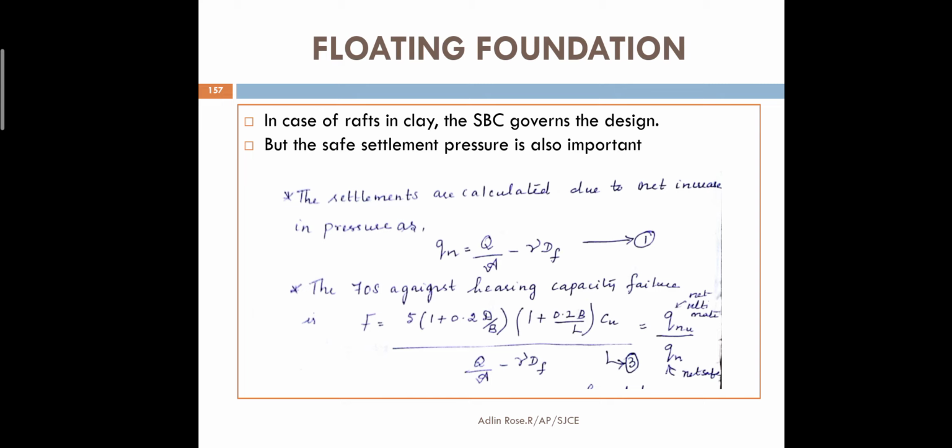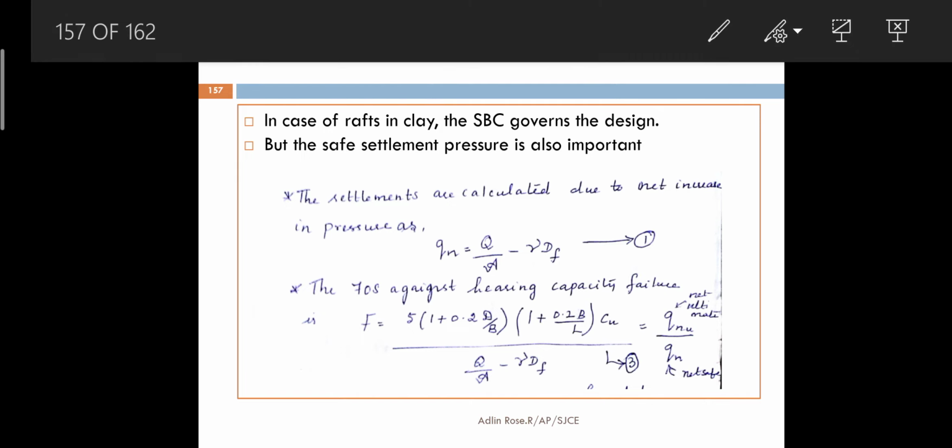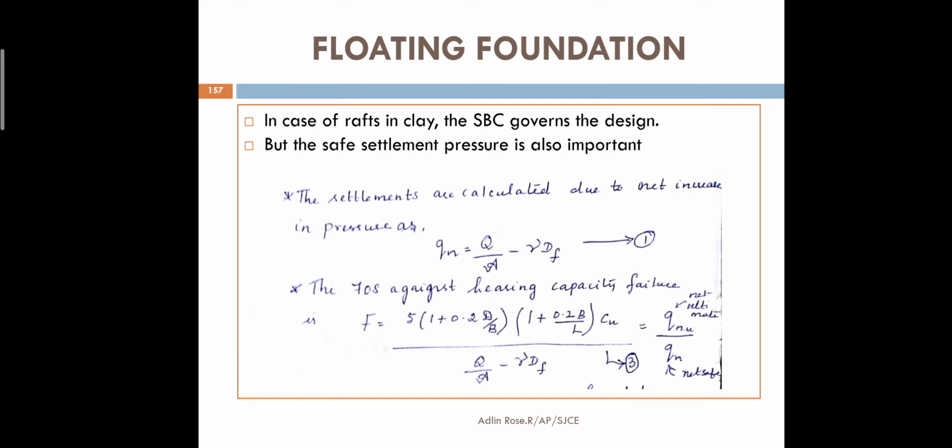So net ultimate, in the formula you have to memorize, 5 into 1 plus 0.2 d by b into 1 plus 0.2 b by l, cu, q by a minus gamma df. You should memorize this formula. Now in this formula, f is equal to qnu by qn.